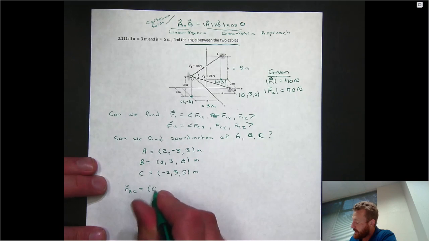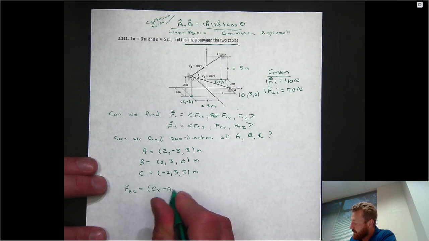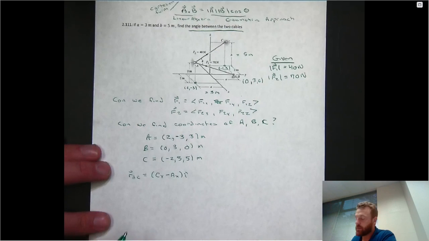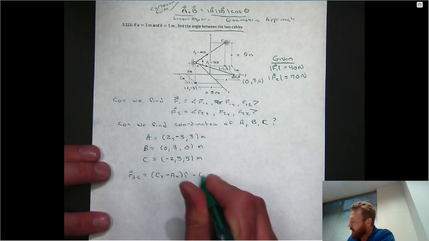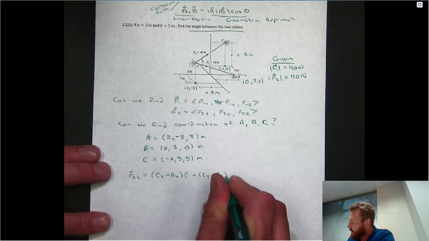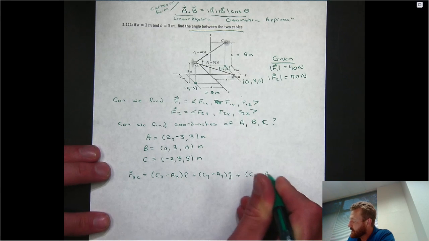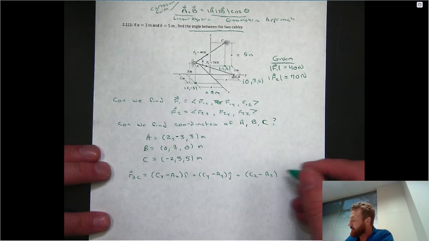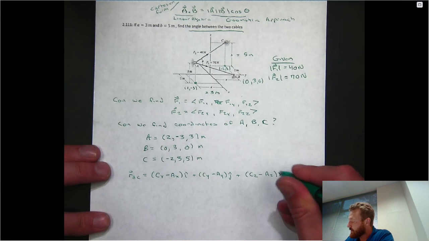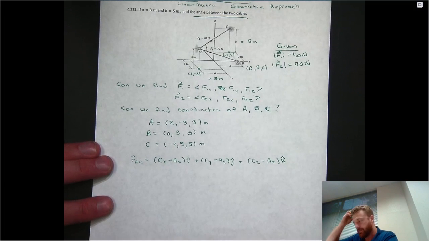So what I'm going to do here is take the x coordinate of C and subtract away the x coordinate of A, and that'll be my x component. So that's multiplied by i hat. I'm going to take the y coordinate of C and subtract away the y coordinate of A. That will be my j hat. And I will take the z coordinate of C and the z coordinate of A, I said component again, I should say coordinates, and that will be my k hat or z component.